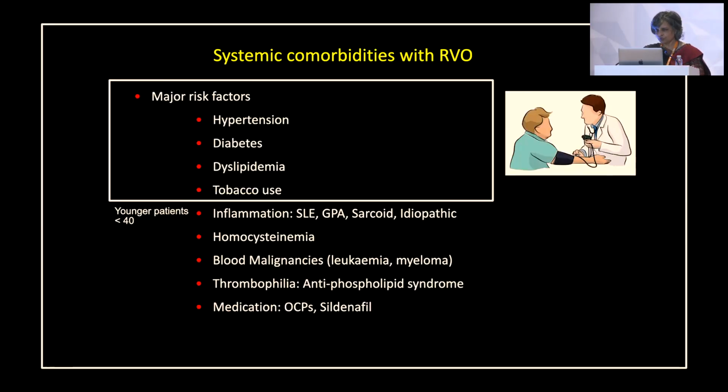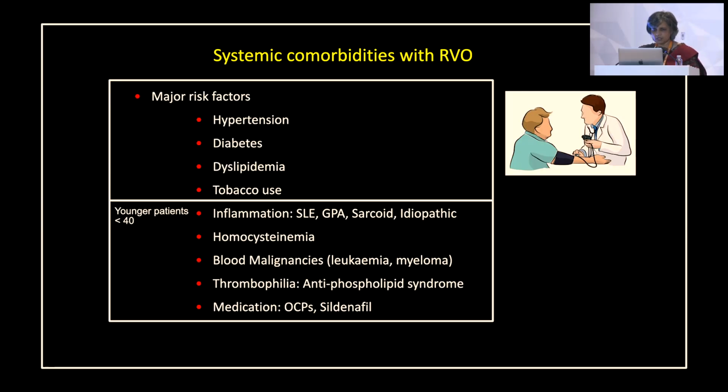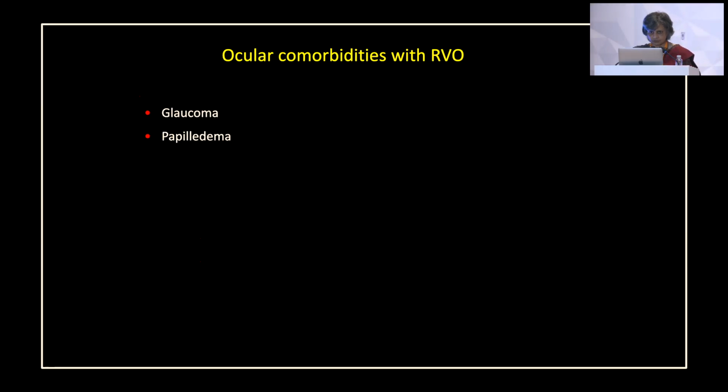So when we see a patient with retinal vein occlusion, most important is to look for these four major systemic comorbidities and address them, otherwise there is no point in local treatment. And in younger patients, look for inflammation, homocystinemia, blood malignancies, antiphospholipid antibody syndrome, and very importantly, medication like oral contraceptive pills and sildenafil. So unless we look at this, there is no point in starting injections.